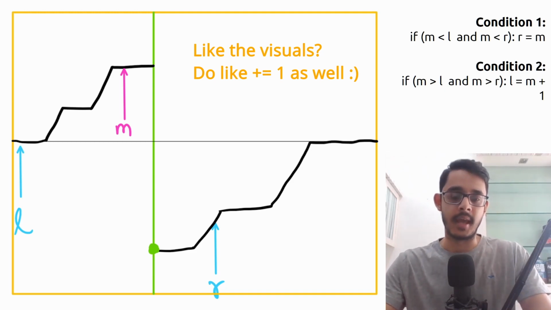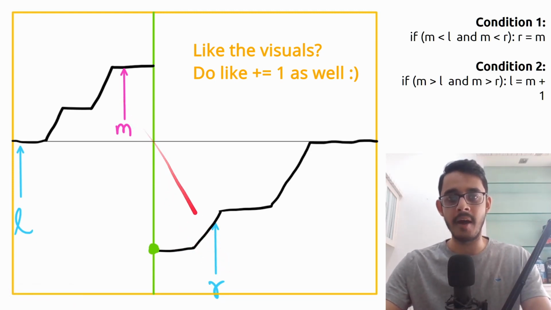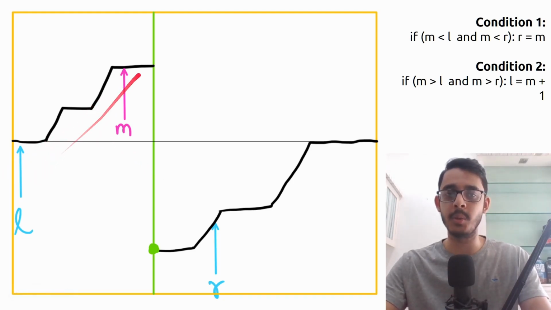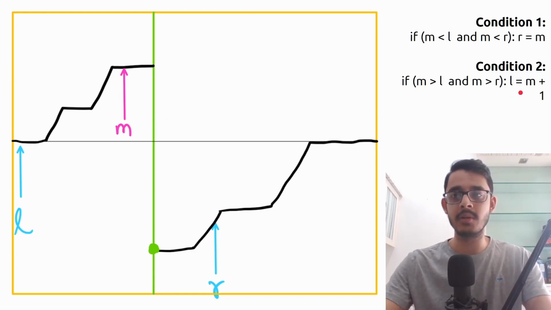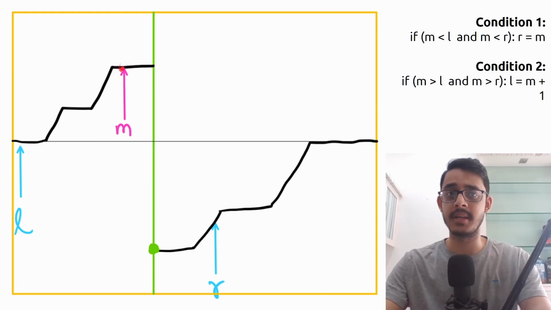Now, what do we see again? The answer is between M and R, right? So we have to move in this direction. We have to somehow cancel out the area between M and L. How do we do that? We can set L equals M plus 1. If M is now greater than L and greater than R, then we have to shift L and we'll do L equals M plus 1.